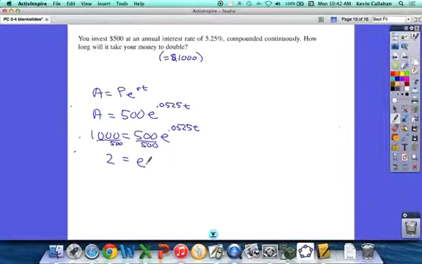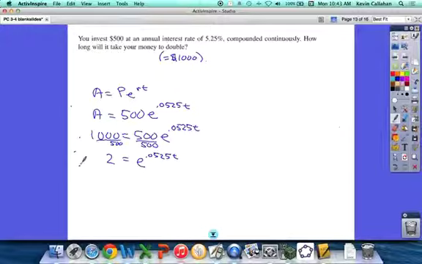2 equals e to the 0.0525t. So what you notice here is that it didn't really matter what the initial investment was. But what if the initial investment was $1 billion, right? Then the doubled would be $2 billion. But at that very first step, when you divide both sides by the initial investment, what are you going to get on the left-hand side? It's always 2, right? So you don't even need to know the initial investment. How long is it going to take your money to double if you're doing continuous compound interest at a rate of 0.0525? That's it.